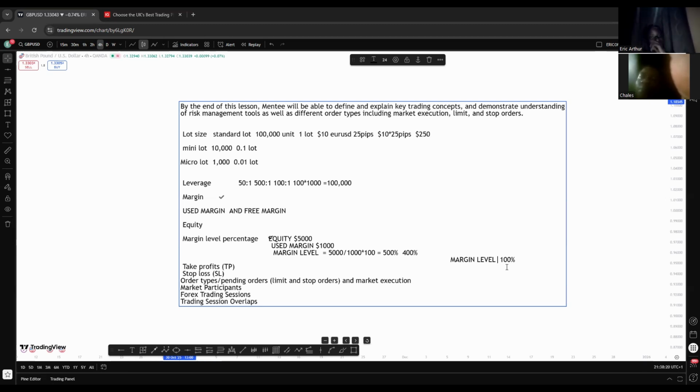So most of the time, the margin call will come at 50% or 30% margin level. You get it? When it's reduced to maybe 30% or 50%, that's where the margin call will come in. Okay. So you guys understand.